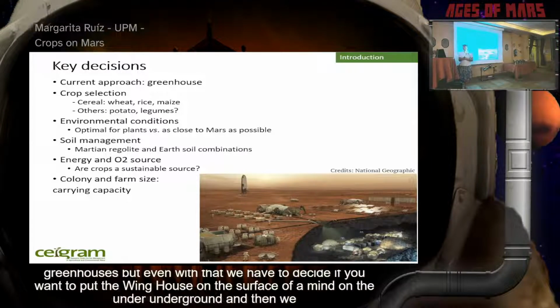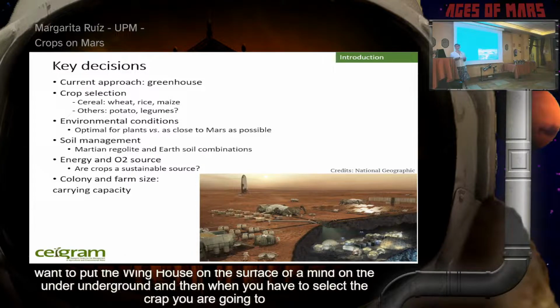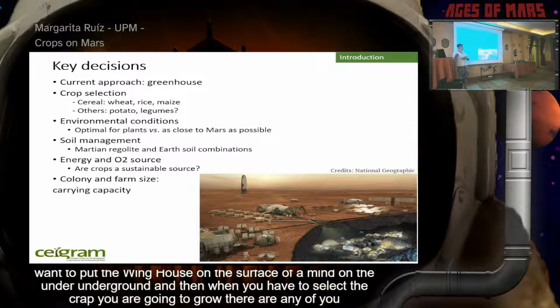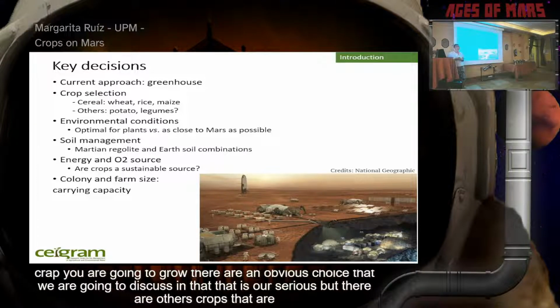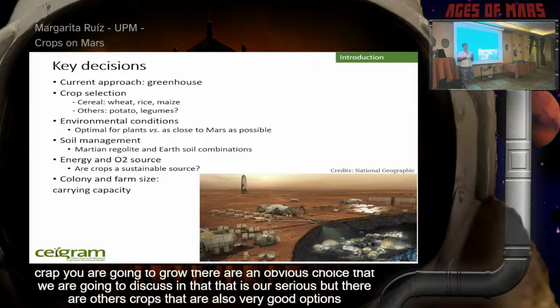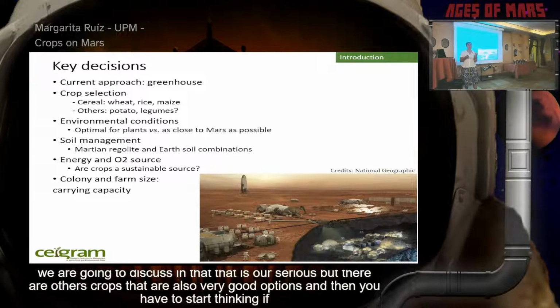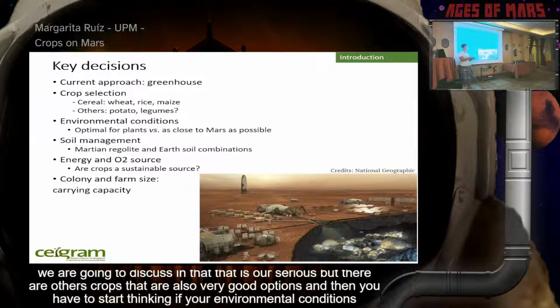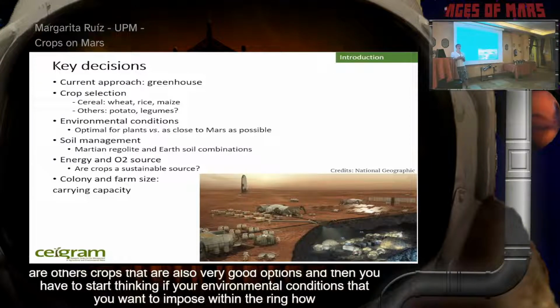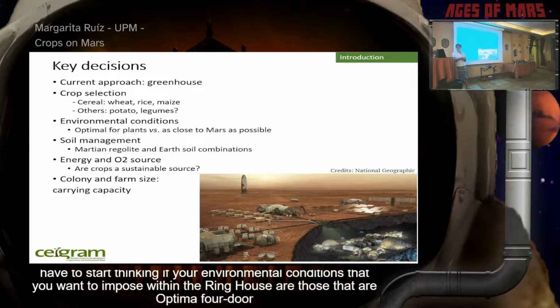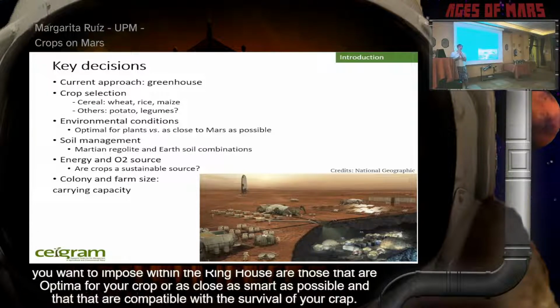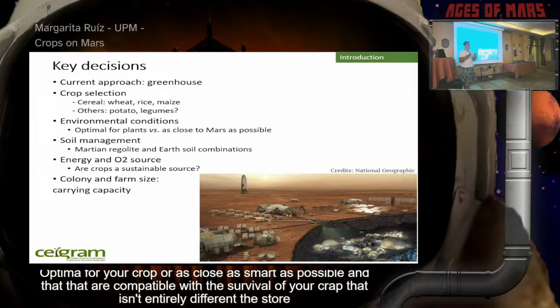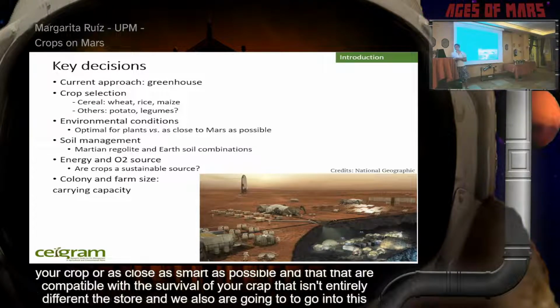And then you have to select the crop you are going to grow. There is an obvious choice that we are going to discuss in depth, that is our cereals, but there are other crops that are also very good options. And then you have to start thinking if the environmental conditions that you want to impose within the greenhouse are those that are optimal for your crop, or as close as possible, and that are compatible with the survival of your crop. That is an entirely different story, and we also are going to go into this.